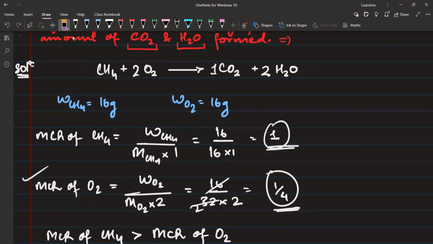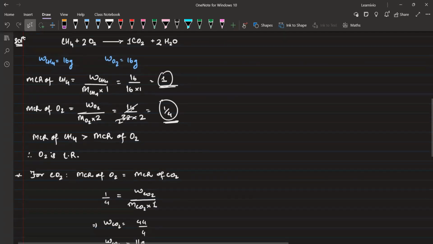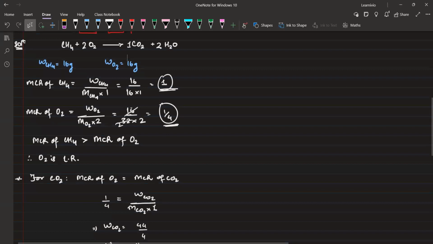So I hope all of you understood this. This may seem a bit lengthy because I have done each and everything very explicitly, but write it down exactly like this. This will serve as a sample example that you can always look at to understand or to revise the MCR method.